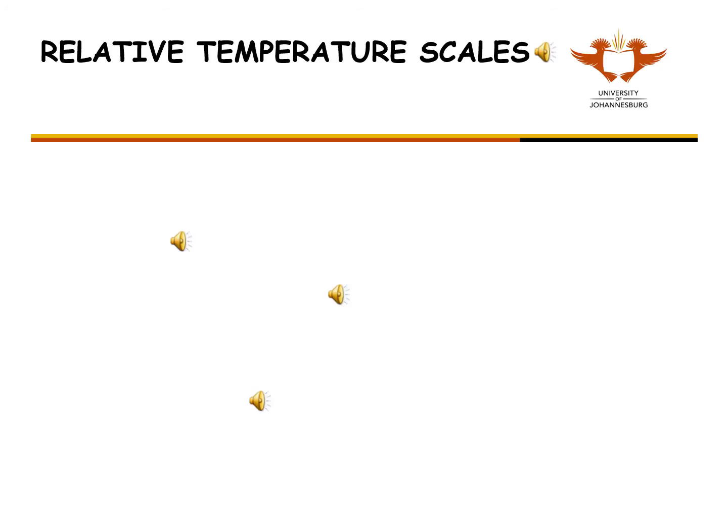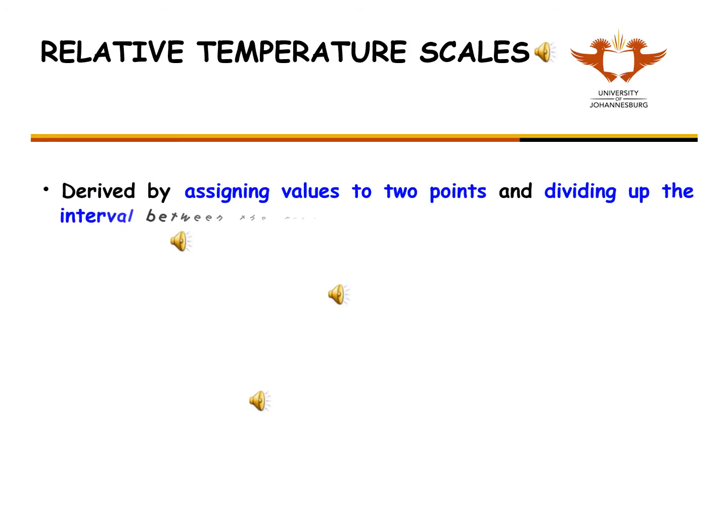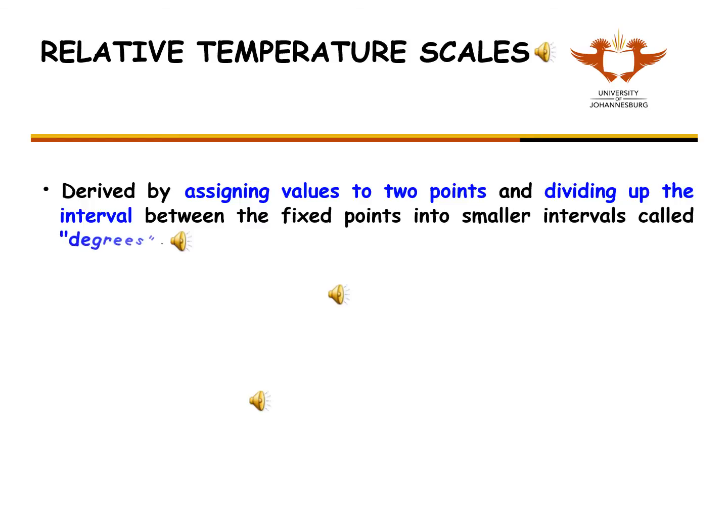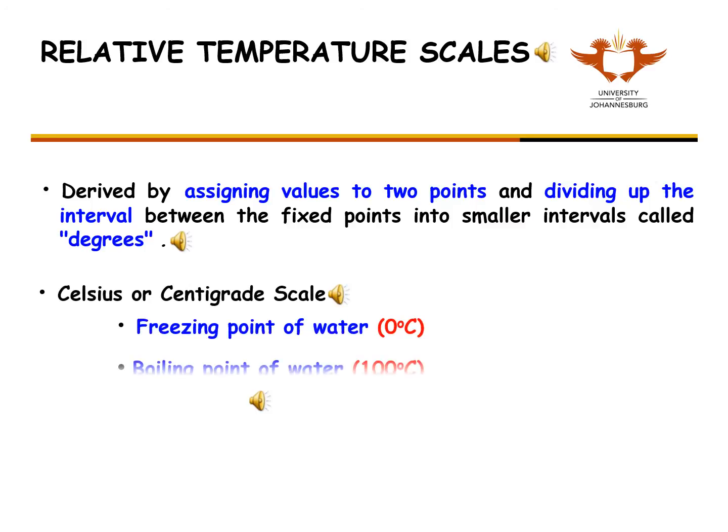Relative temperature scales are used in everyday life. The 2 points correspond to well-known phenomena that people can relate to. For the centigrade scale, the freezing point of water was assigned a value of 0 degrees centigrade, while the boiling point of water was assigned a value of 100 degrees centigrade.